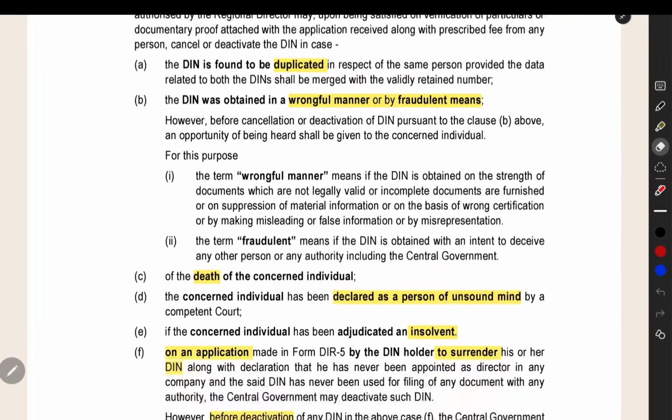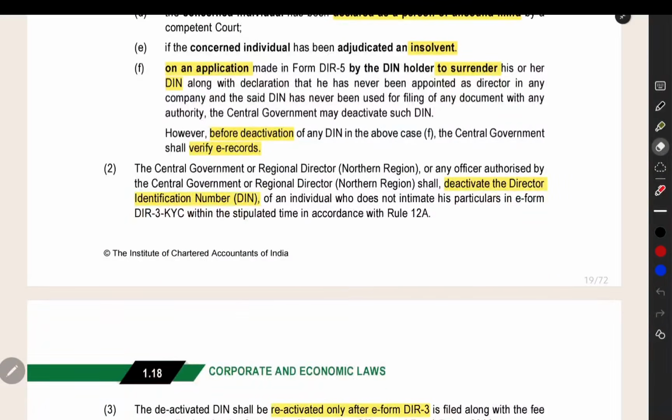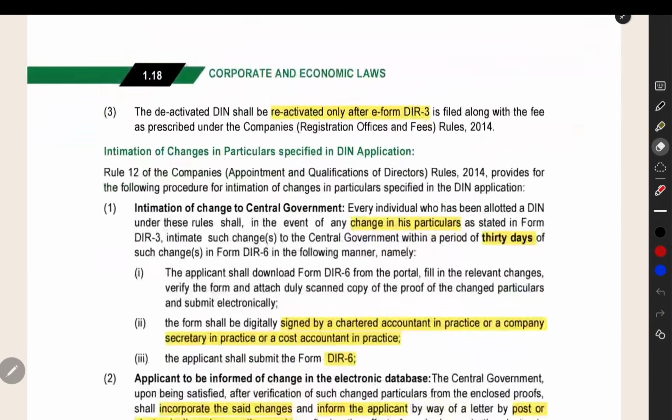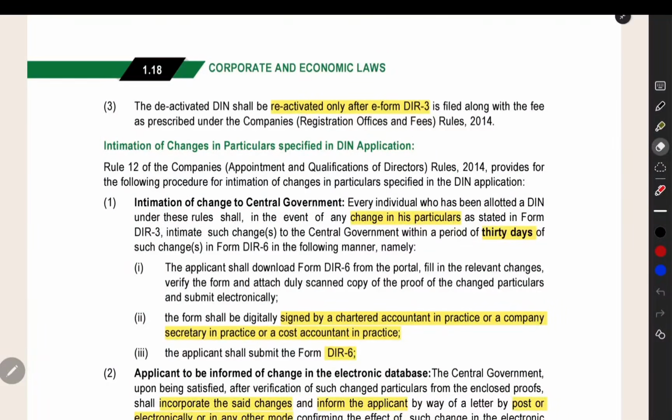Duplication, obtaining it in a wrongful manner, death of the person, being declared of unsound mind, insolvent, making an application to surrender, and not intimating your particulars in this form within the stipulated time. KYC you are not doing. And if you want to reactivate such a deactivated DIN, you have to file this form. After that only it can happen.